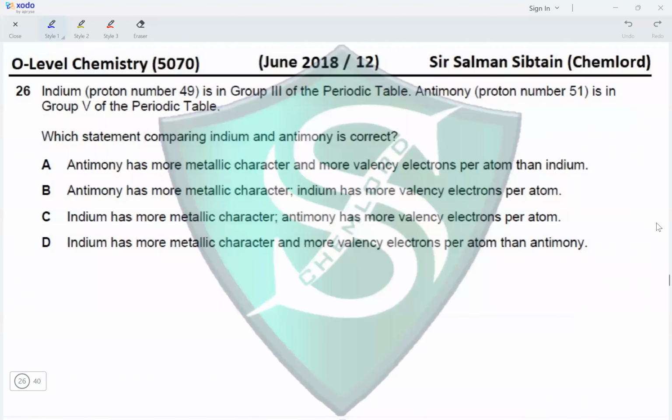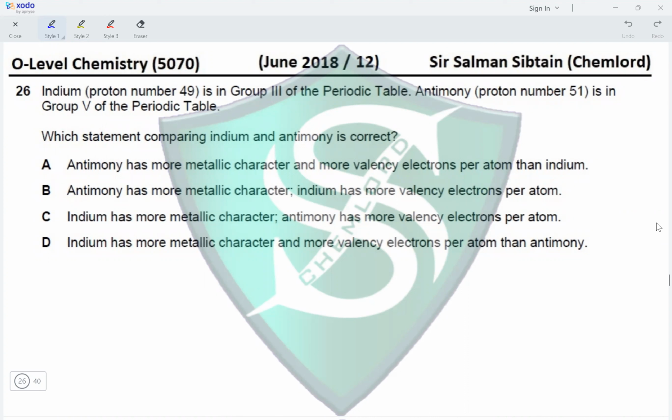Question 26. Indium, proton number 49, is in group 3 of the periodic table. Antimony, proton number 51, is in group 5 of the periodic table. Which statement comparing indium and antimony is correct? So antimony has more metallic character and more valence electrons per atom than indium.